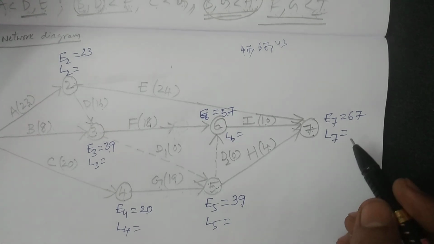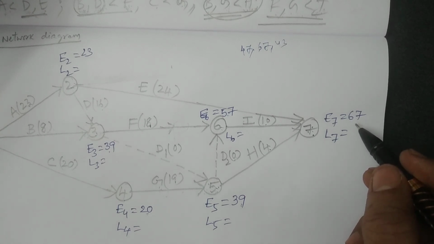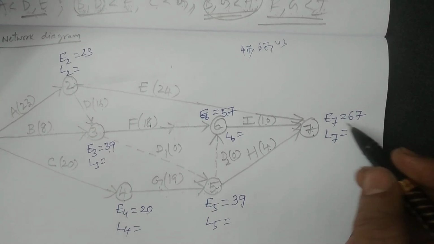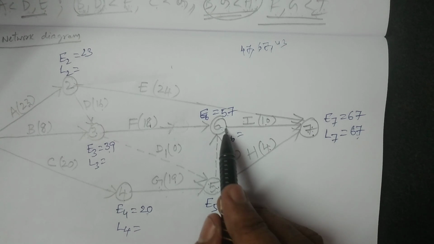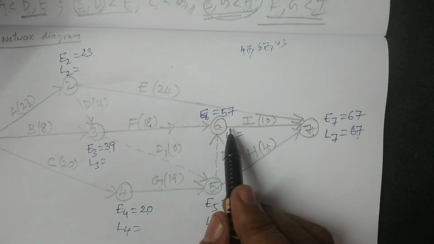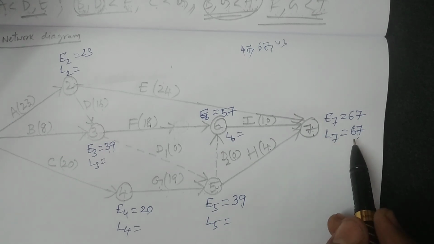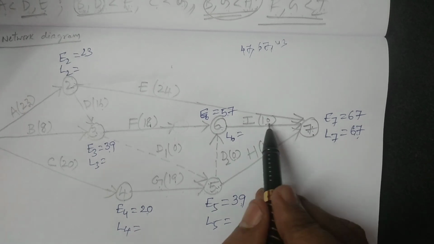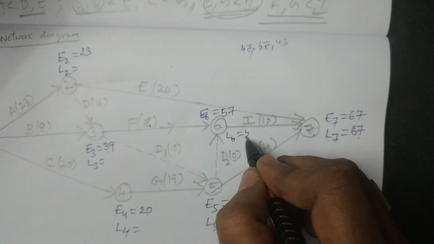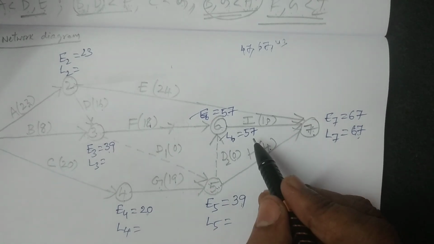Now coming to the backward pass calculations, for the last event, E is equal to L, therefore L7 is equal to 67, E7 is equal to L7. Coming back to 6 first, only one connector, therefore subtract D from L, 67 minus 10, it is 57. I am writing here, this is L6, 57.